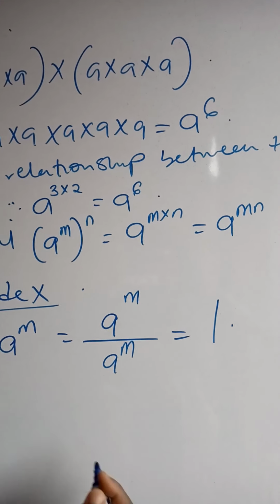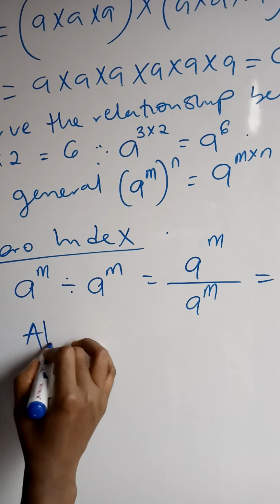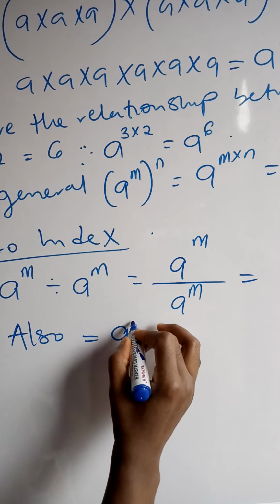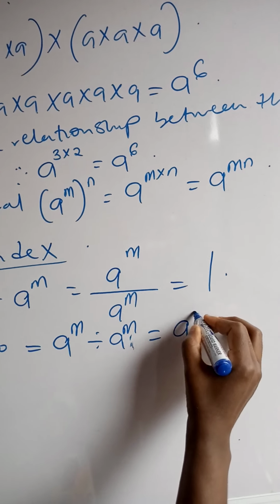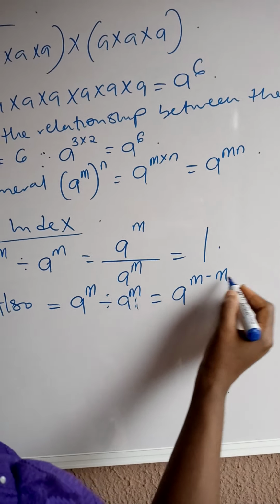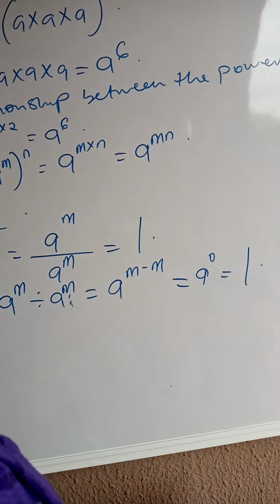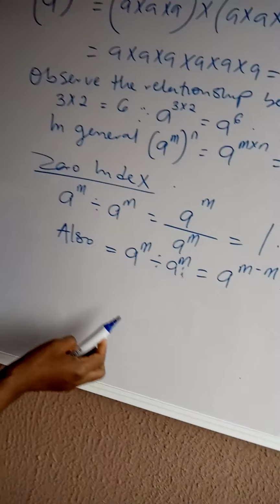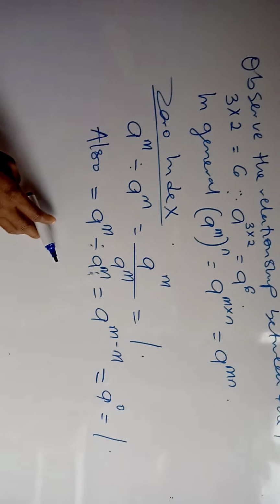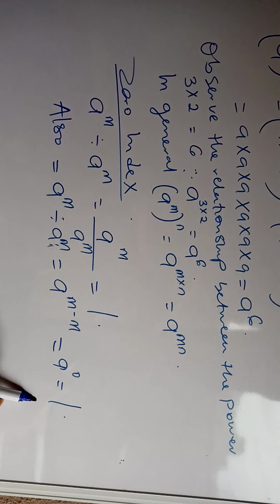Also, when you are given a raised to power m divided by a raised to power m, it will be equal to a raised to power m minus m, which is a raised to power 0, and anything raised to power 0 is 1. So this is the zero index, one of the laws of indices, whereby any value raised to power 0 is equal to 1.